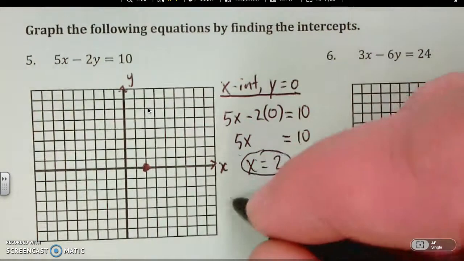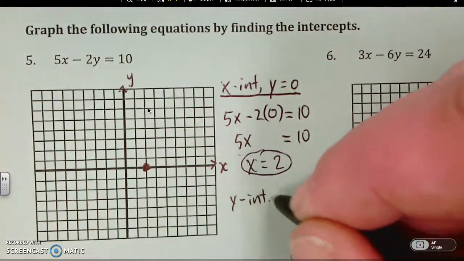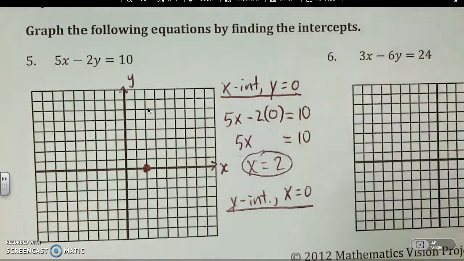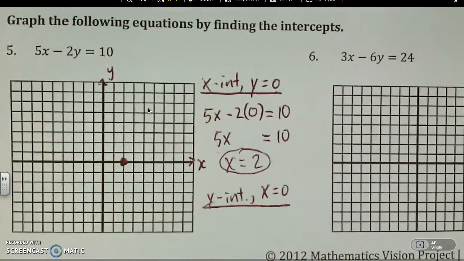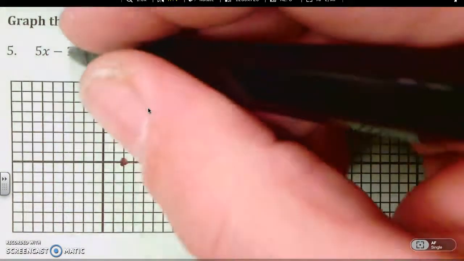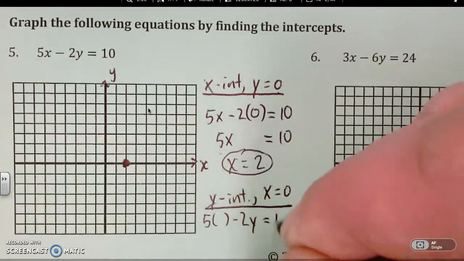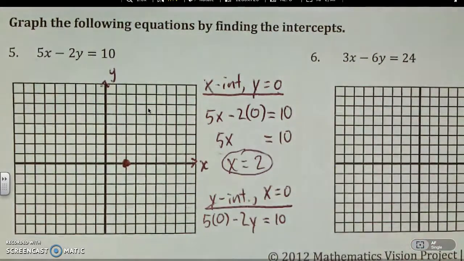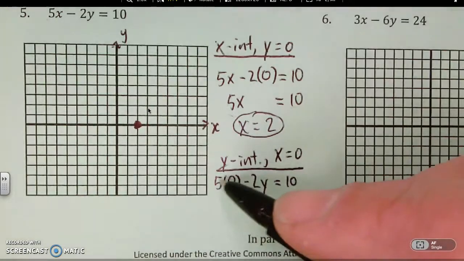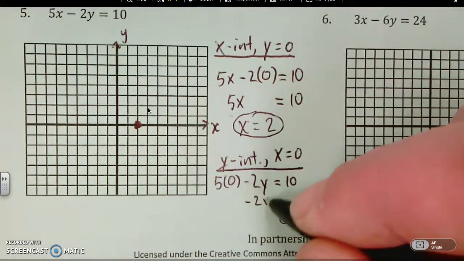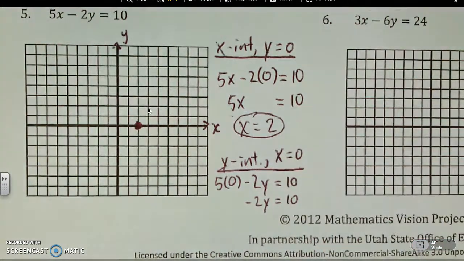So for the y-intercept, we're going to let x equal 0. Let's take a look. If we plug 0 into the original equation, rewrite the equation: 5 times 0 minus 2y. So again, 5 times 0 would be nothing. It would be 0. So what you're left with, make sure you have this, is negative 2y equals 10.